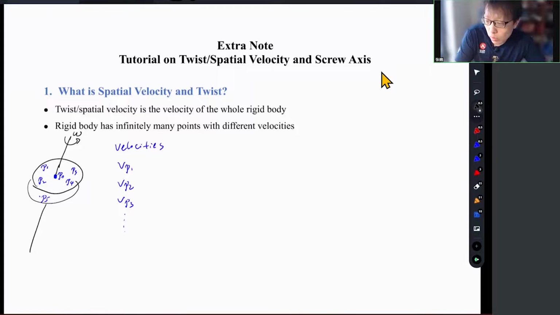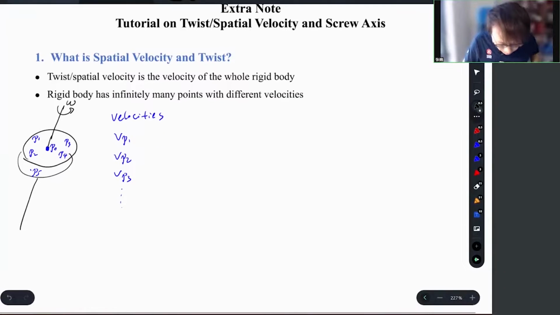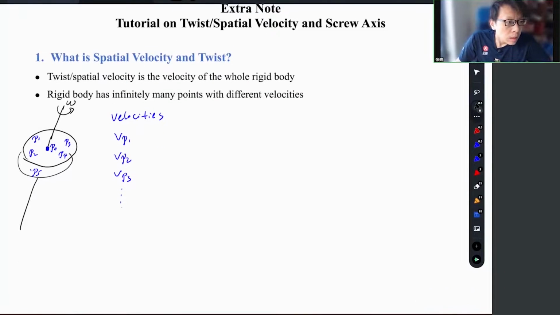So for those who already understood this, bear with me. This will be another alternative view of introducing those concepts. For those who haven't really understood yet, this can be viewed as a standalone introduction again to spatial velocity and twist. Okay, I will be fast this time, like a tutorial.